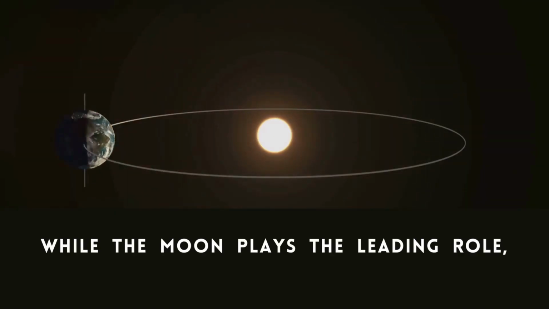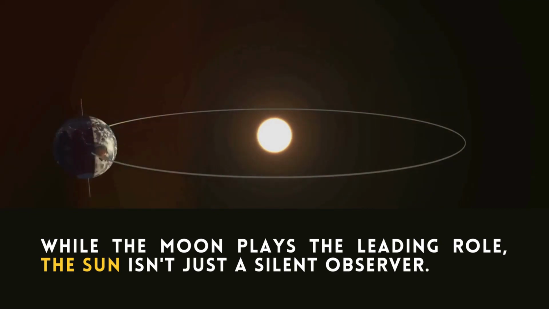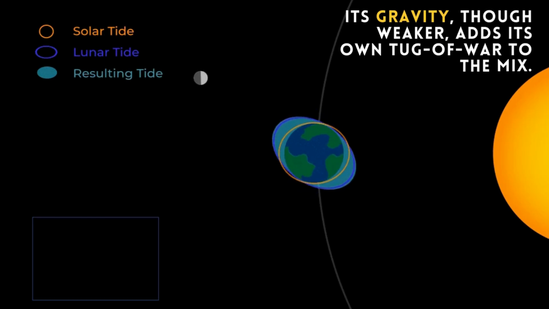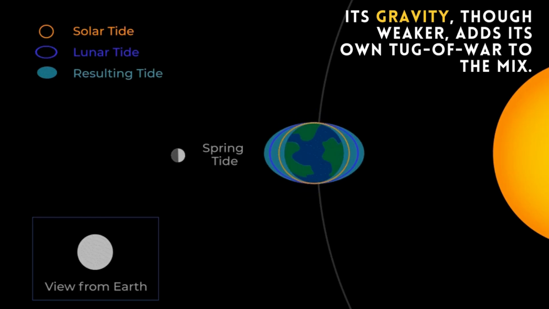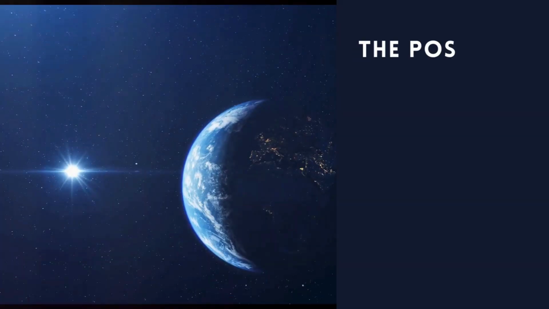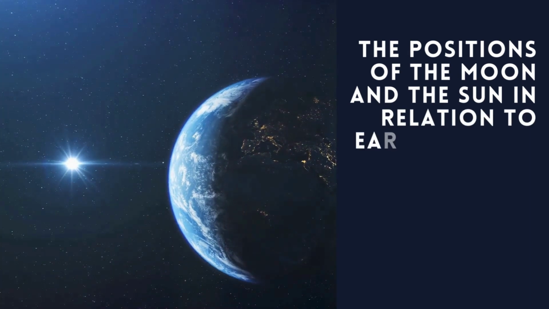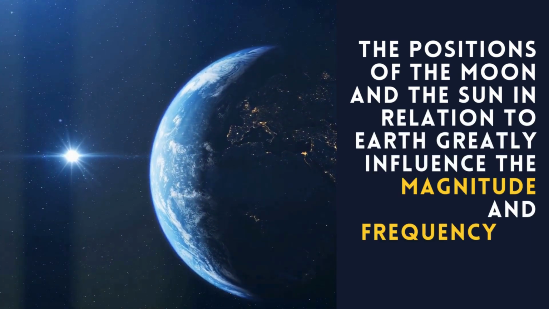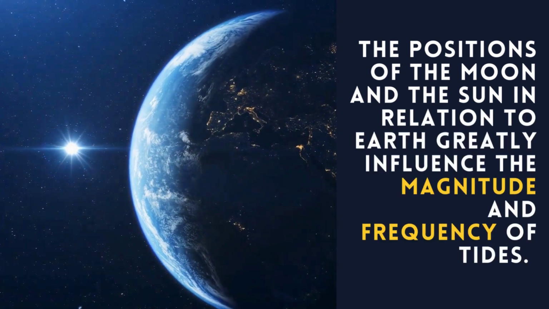While the moon plays the leading role, the sun isn't just a silent observer. Its gravity, though weaker, adds its own tug-of-war to the mix. It causes another bulge on the opposite side of the Earth. The positions of the moon and the sun in relation to Earth greatly influence the magnitude and frequency of tides.